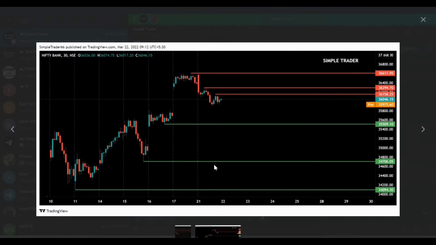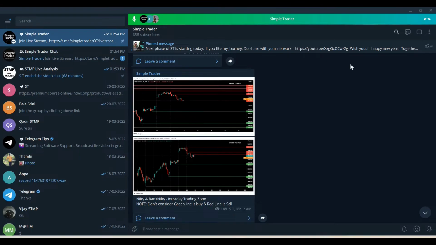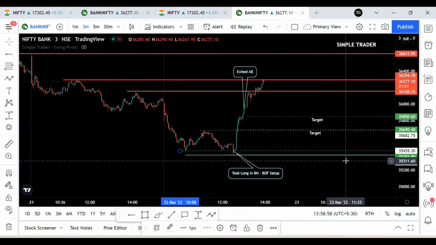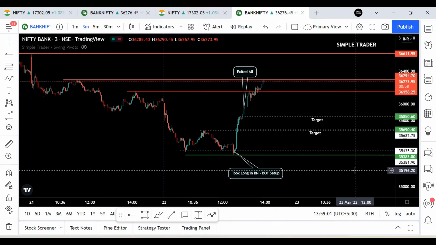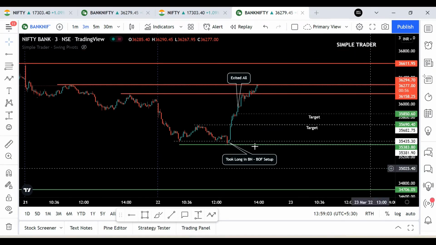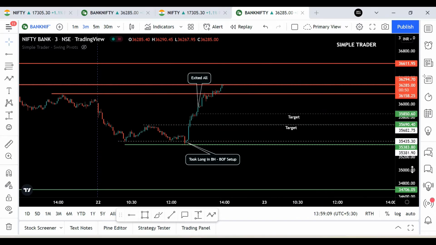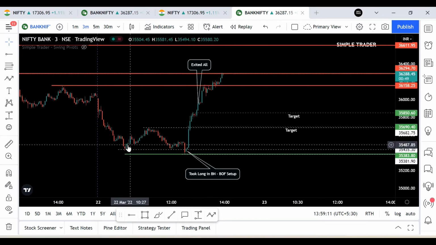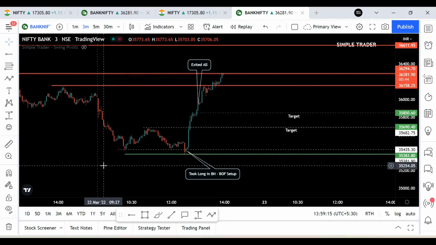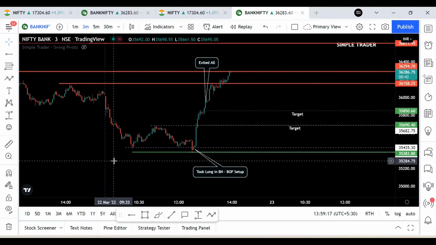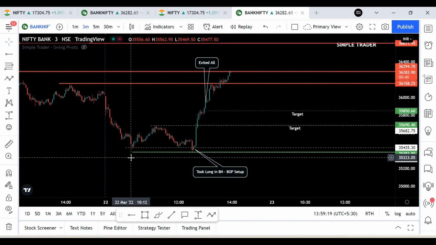So look at the zone which I sent in the morning. Sorry, this one. So this was the zone, right? This was the earlier zone for us. So what happened? No, price did not reverse exactly at that area. It went 80 points down, and after that it reversed.